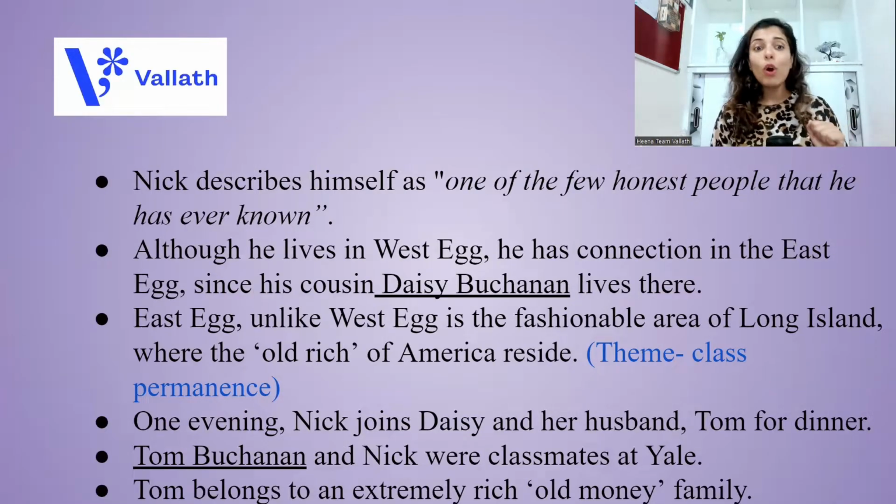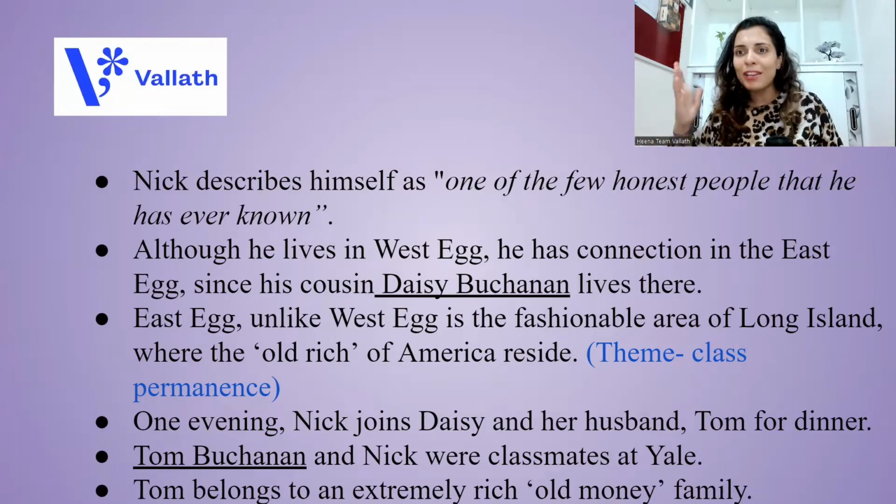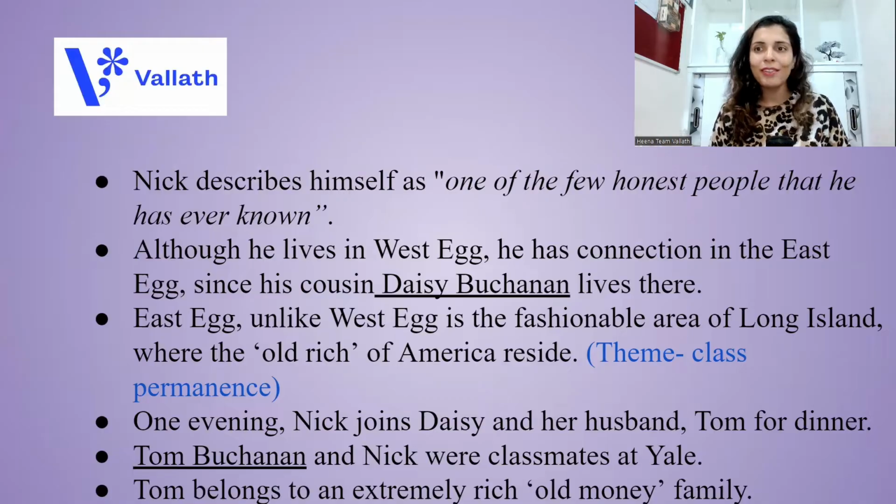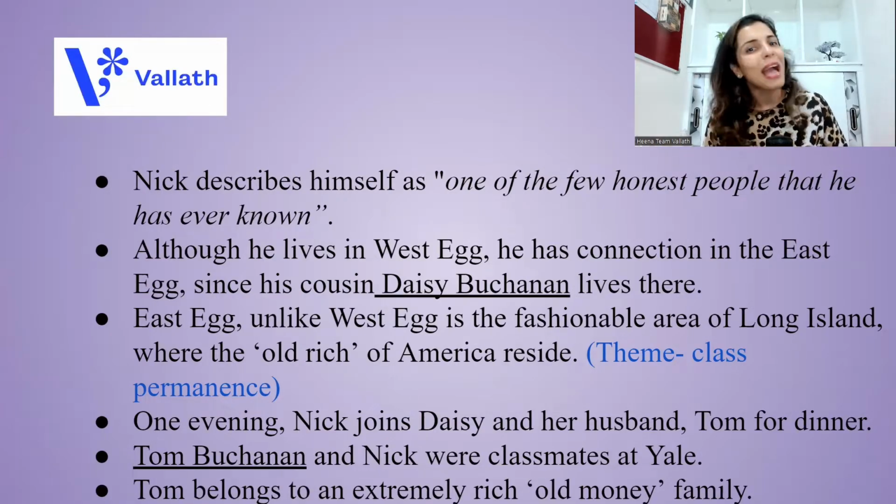Okay. Now, although Nick lives in the West Egg area of Long Island, he has a connection in the East Egg, where his cousin Daisy Buchanan lives. So look here, the girl protagonist, the heroine of the novel is Daisy Buchanan.